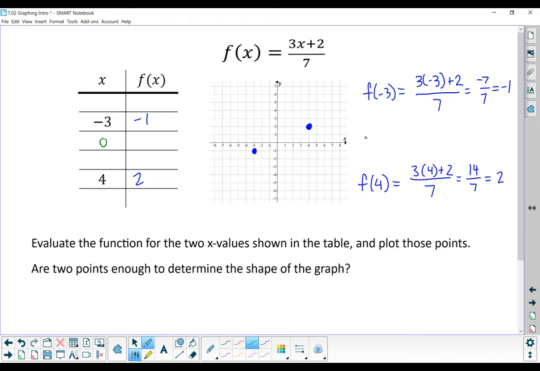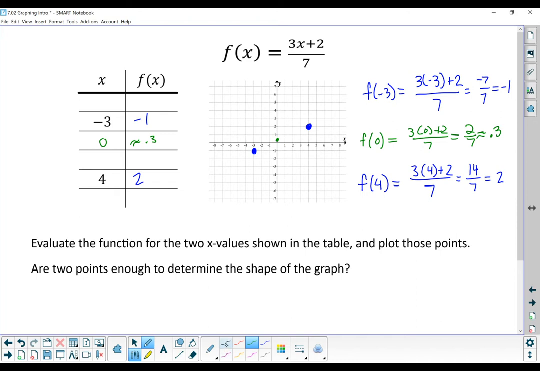So if we picked another x value, like if I picked the x value 0, for example, it's not going to be a nice, pretty answer, but if we substitute in 0, we get 2 over 7, which is approximately 0.3, a little bit less than 0.3. So it looks like it goes through this point approximately. And that's not an exact value, but it's a close estimate.